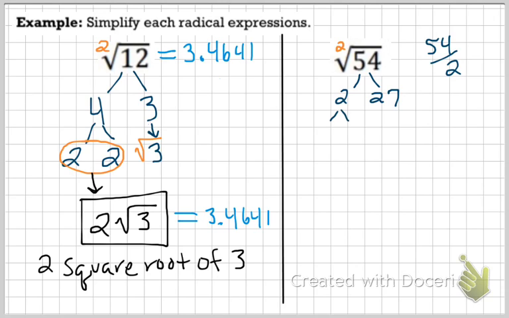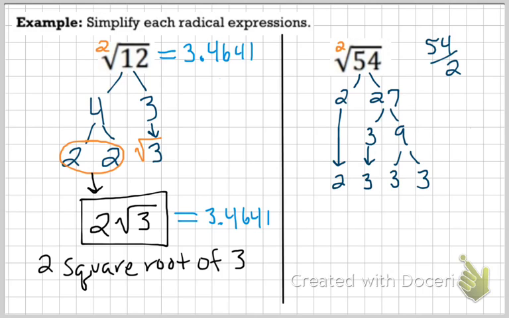2 cannot be broken down into factors. However, 27 can, with 3 and 9. 9 can be broken down because 3 is already a prime, and we find all our prime factors already. Again, these are aligned. We're missing something here, so what I'm going to do is bring down all these numbers, bring down the 2, bring down the 3.